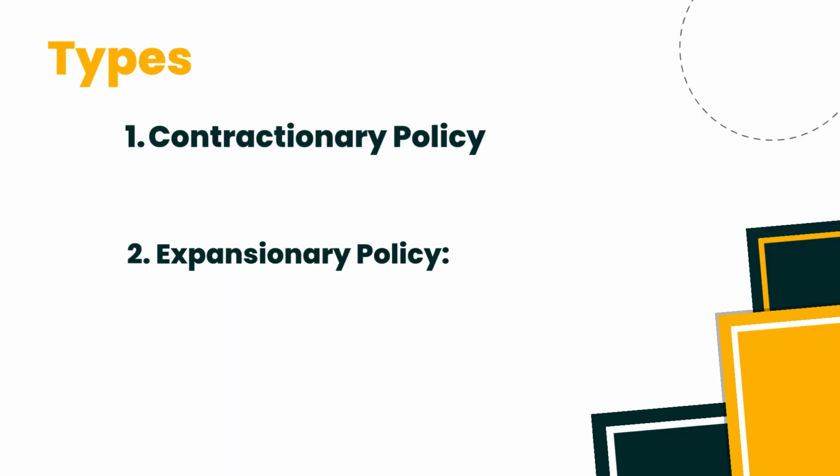Now coming to types of monetary policies. First is contractionary policy. The central bank adopts contractionary monetary policies to control economic conditions like inflation by shrinking the money supply in the financial system. For this purpose, the central bank sells off short-term government securities, hikes borrowing rates, and increases banks' reserve requirements. And second is expansionary policy.